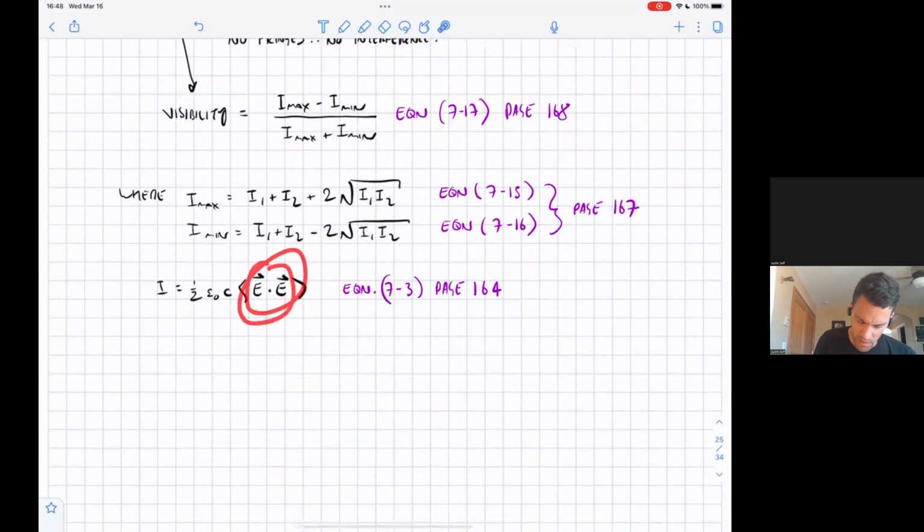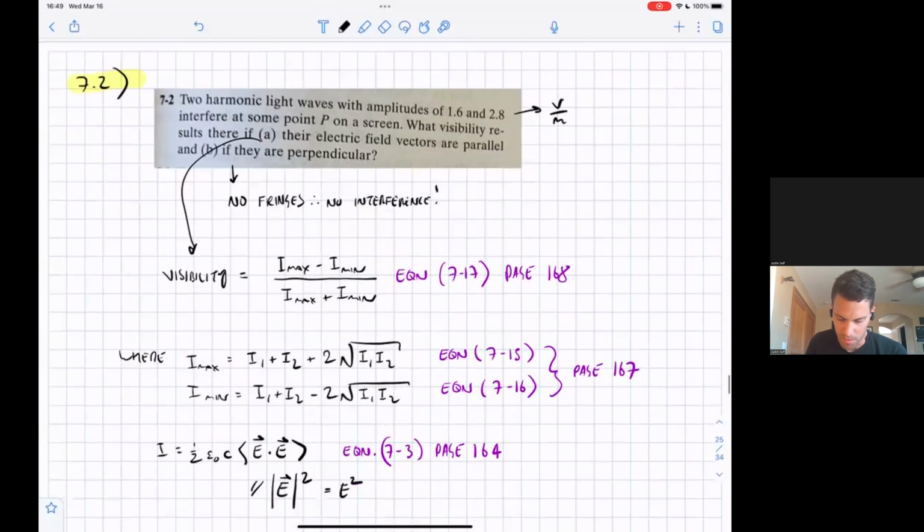It comes from the dot product inside here. If the two fields are parallel, the dot product of two parallel vectors gives you the magnitude of that vector squared, so I'm just going to write that as E squared. If they're perpendicular, you end up getting 0. That explains why that would work. Hopefully that helps.